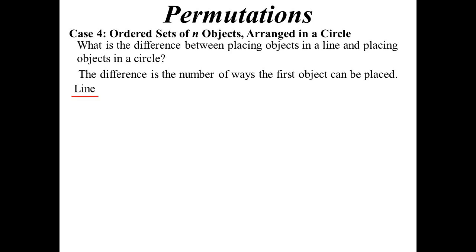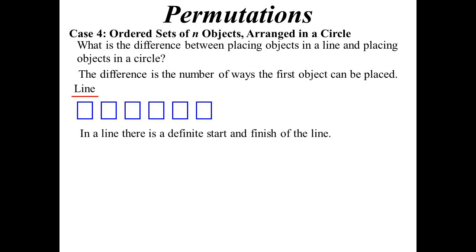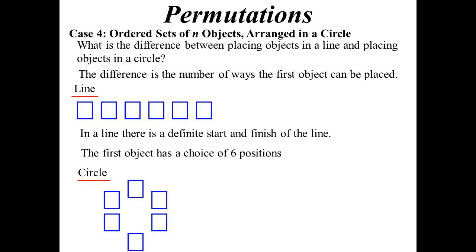You see, if I've got a line, so here we go, we're going to place them in a line. Then there's a definite start to the line and finish to the line. So I could number them and say, oh, that's position 1, that's position 2, and so on. There's a definite order to it. So to place the first object, I've got 6 positions, whether it's the first spot, the second spot, the third spot, and so on.